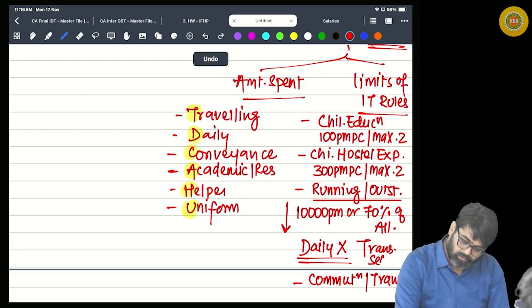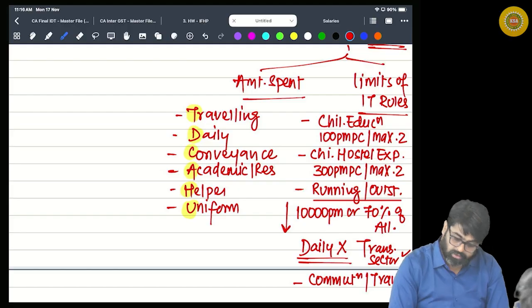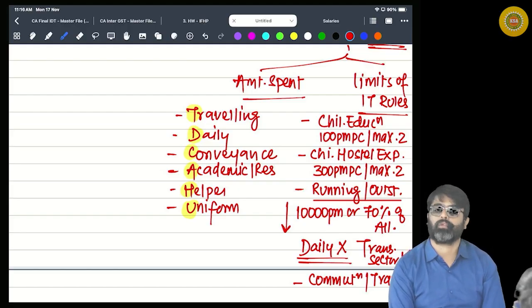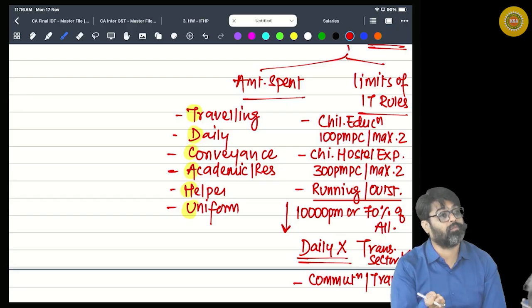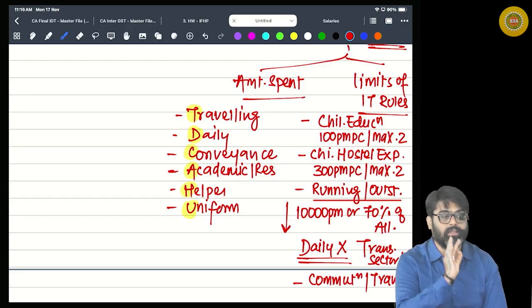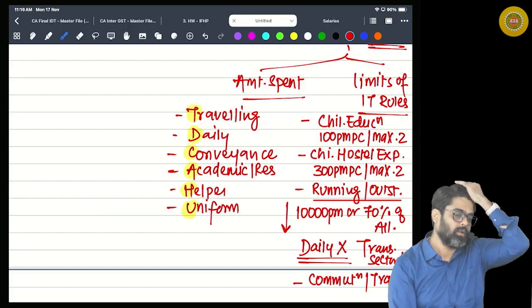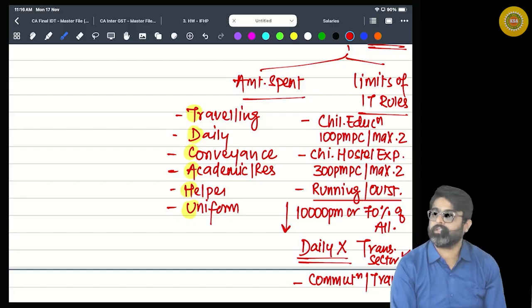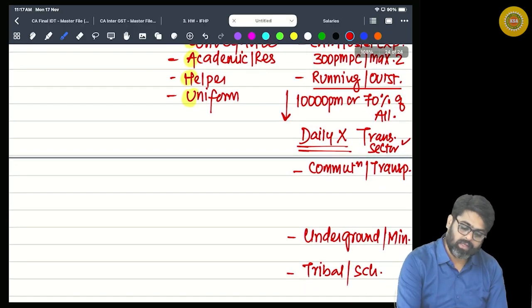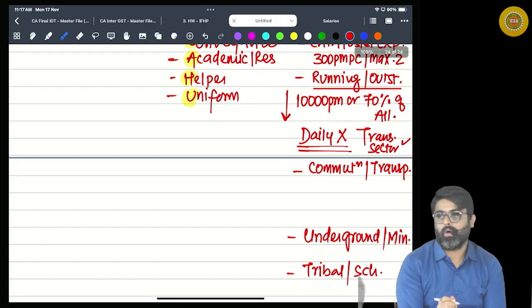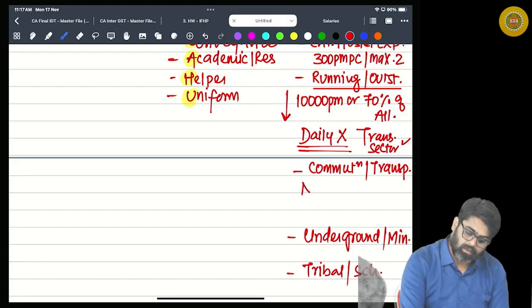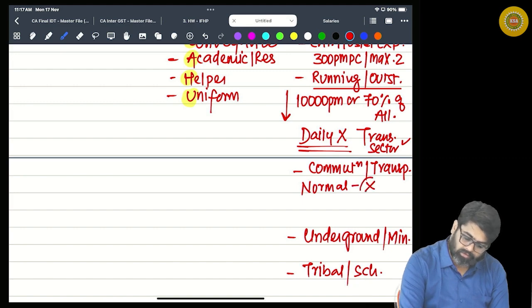He is in the transport sector. So this allowance given to the employee of the transport sector will be exempted, provided he is not in receipt of daily allowance. Only then this allowance will be exempt. How much? 10,000 per month or 70% of the allowance received, whichever is lower. Now commutation or transport allowance will also be exempt. But for normal employees, no exemption.